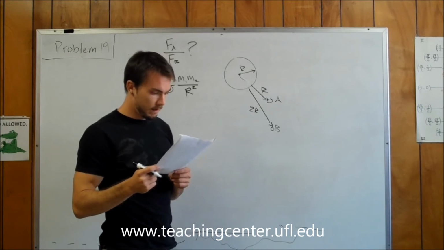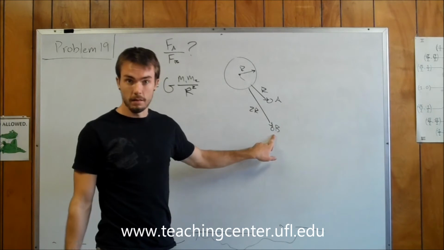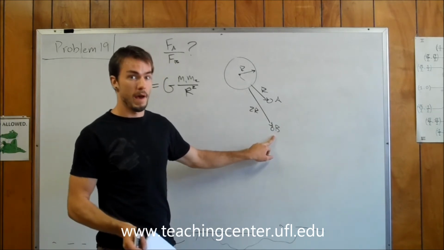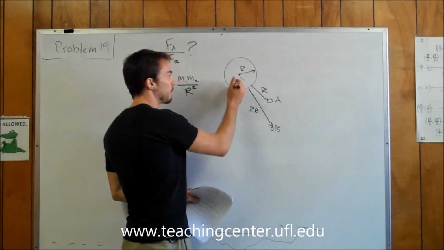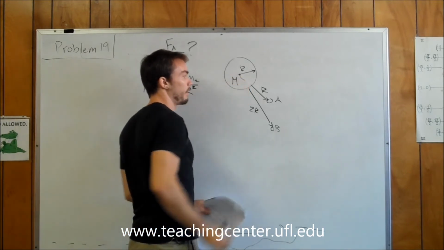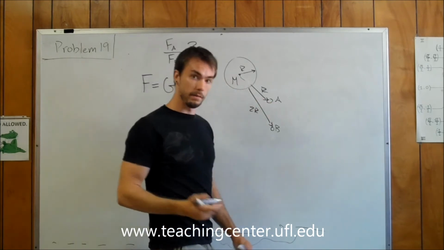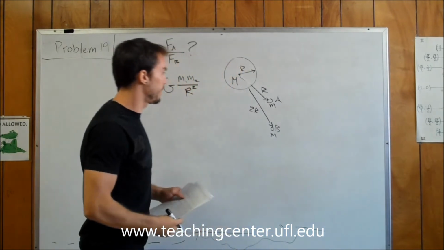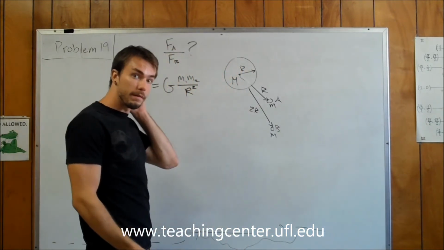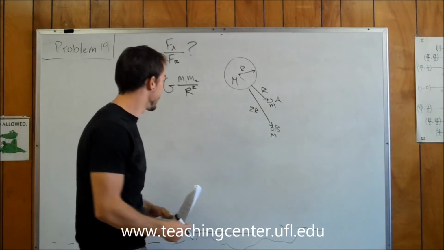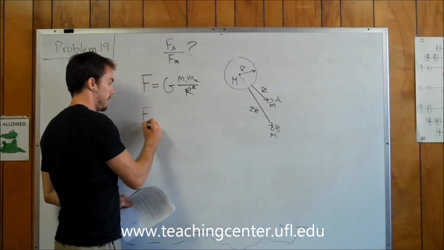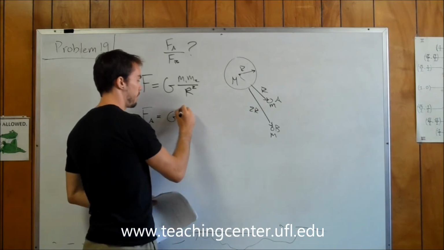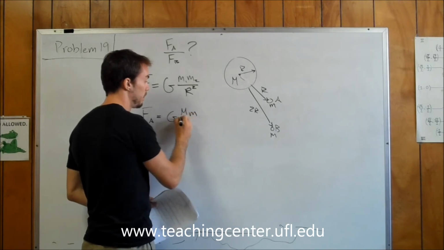Now they tell us that satellite A is identical to satellite B, so we can say that they have the exact same mass. I'm going to designate the mass of the planet as capital M, and the mass of each of these identical satellites as a lowercase m. We have to work in variables for this one because they don't give us any numbers and they're asking for a ratio. So, FA: we have the gravitational constant G, the mass of the planet, the mass of satellite A, over the distance.